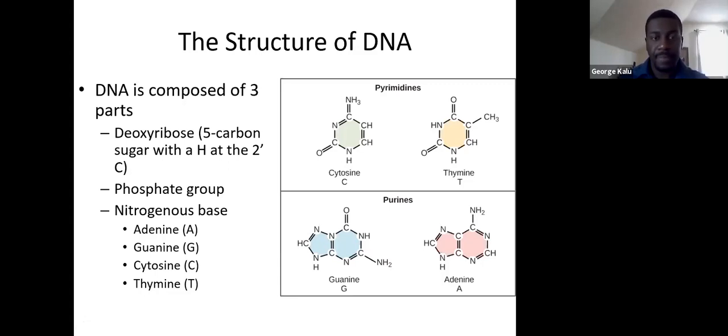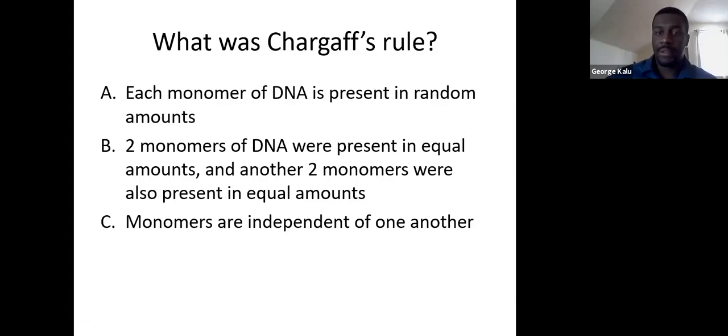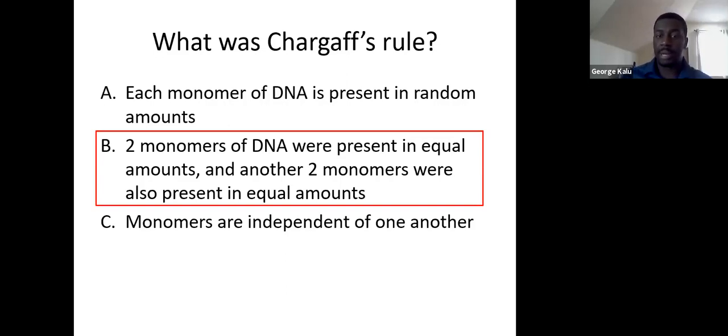Going back to Chargaff's rule, what was Chargaff's rule? A, each monomer of DNA is present in random amounts. B, 2 monomers of DNA were present in equal amounts, and the other 2 monomers were also present in equal amounts. Or C, the monomers were independent of one another. What do we think here? Yes, Yeti's got this one right, and Mario, perfect. Chargaff's rule was that 2 of the monomers were found in equal amounts, and the other 2 were also found in equal amounts.